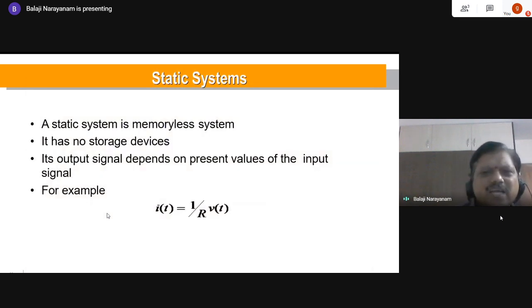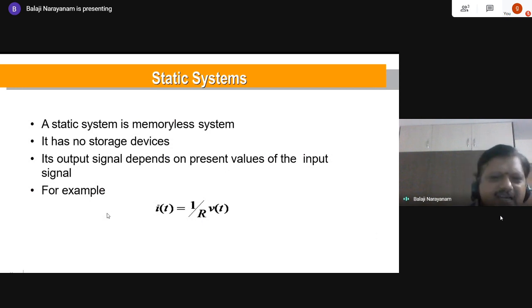Now, there is another important classification of static and dynamic systems. Now, we may take a static system. A static system is a system for which there is no memory. So, it is a memoryless system and it has no storage devices.